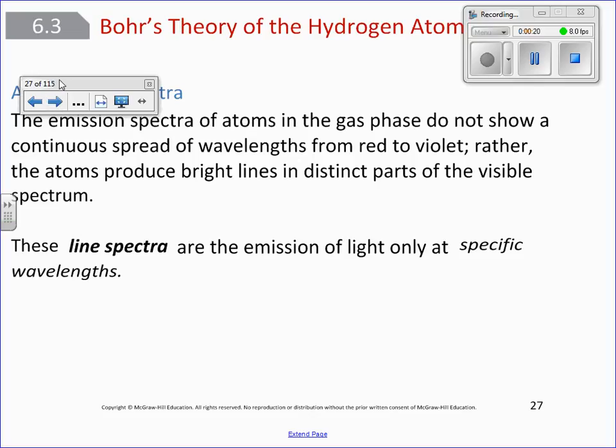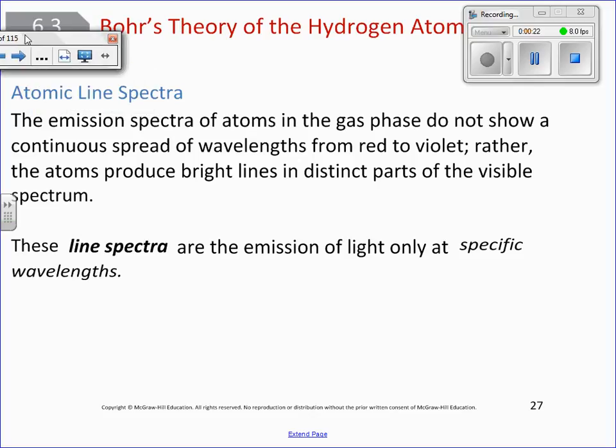If you look at just this, emission spectra, I don't think we've covered this, have we? We didn't do this part. Of atoms in the gas phase, we don't see a whole wavelength like you do with white light. You just see different lines. So they're called spectra.